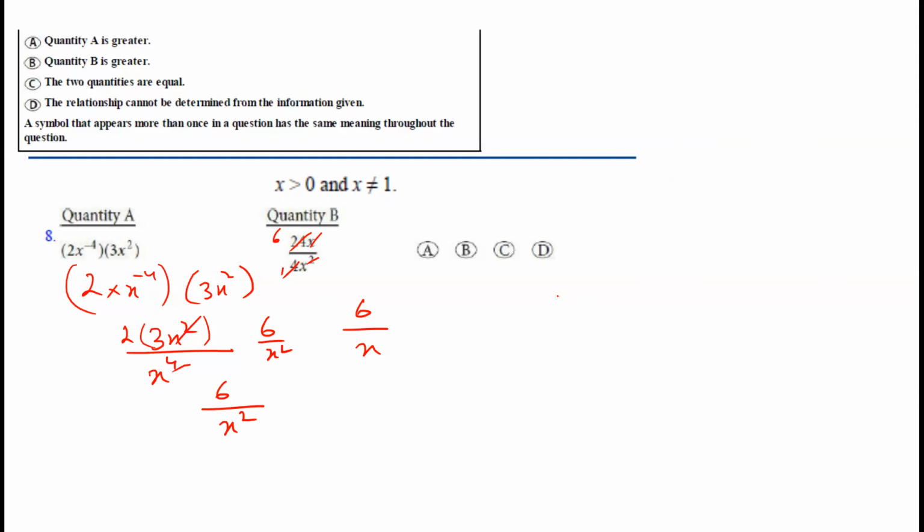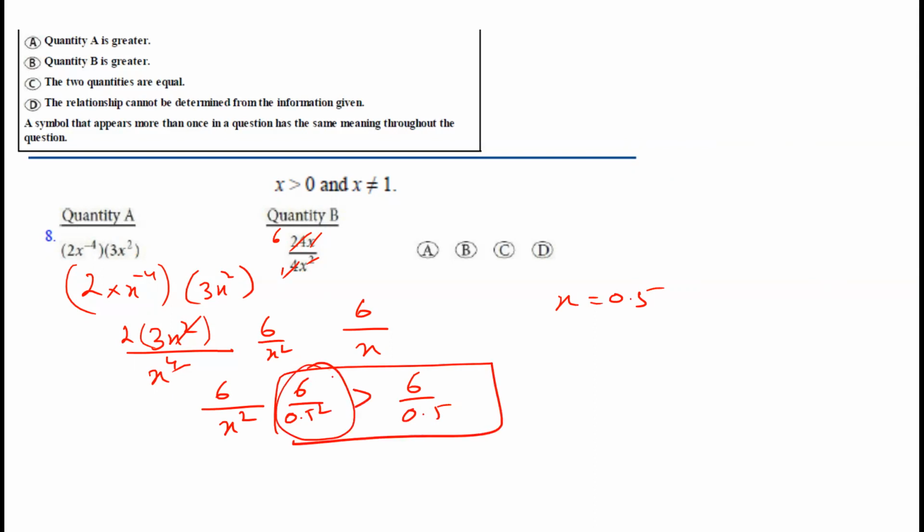Now if we have x equals 0.5, then this would be 6 divided by 0.5 squared, and this would be 6 divided by 0.5. Now definitely the number 6 divided by 0.5 squared would be greater, because 6 divided by 0.5 is 12, and 12 divided by 0.5 would be 24, because we need to divide 6 by 0.5 twice. And 6 divided by 0.5 would be 12. So quantity A would be greater than quantity B.